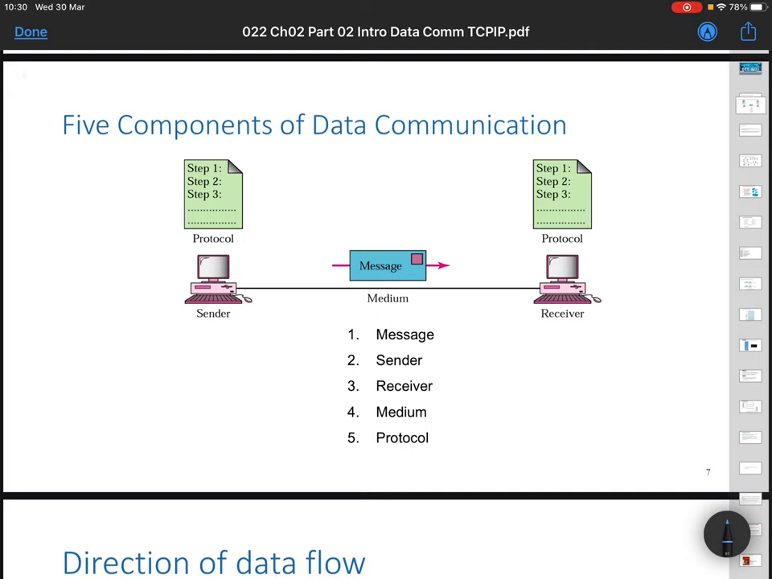There are five components of data communications. First is the message, the information. Second is the sender, the first party sending the information. The third is the receiver, the second party.